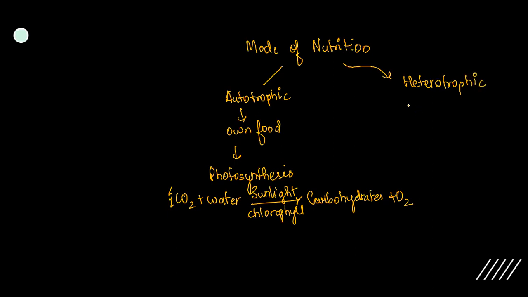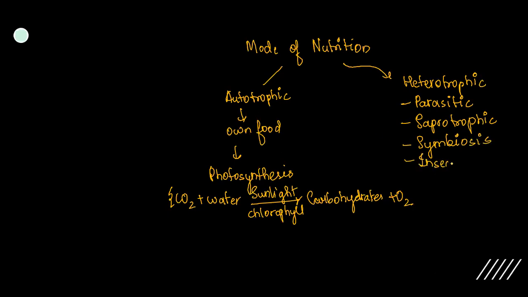And we looked into another mode of nutrition, that is the heterotrophic mode of nutrition, where we have talked about the parasitic mode of nutrition, the saprotrophic mode of nutrition, as well as symbiosis. We have also talked about the insectivorous plants, how they are going to trap the insects to meet their nitrogen requirement.